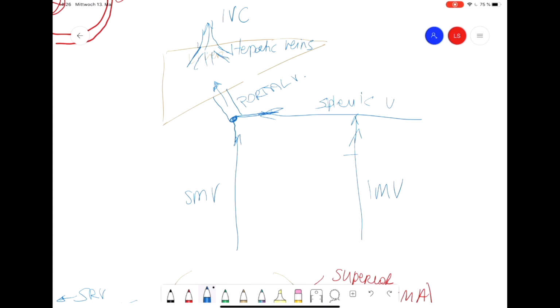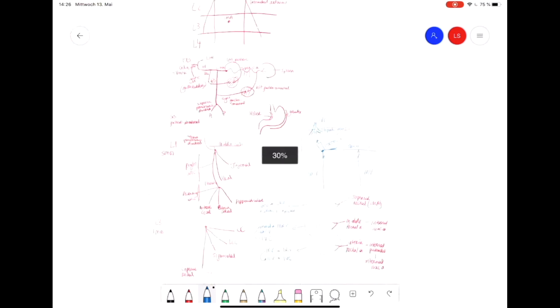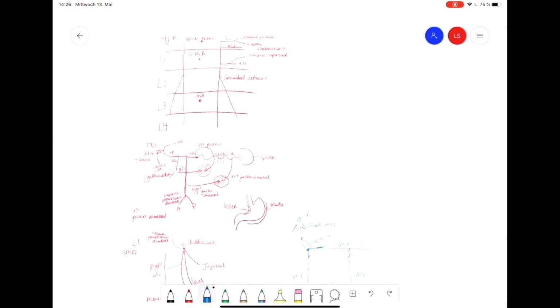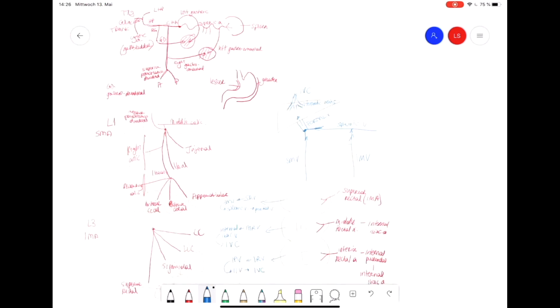Okay, so this is a very quick summary of the gastrointestinal blood supply and venous drainage. I hope it was clear for you.